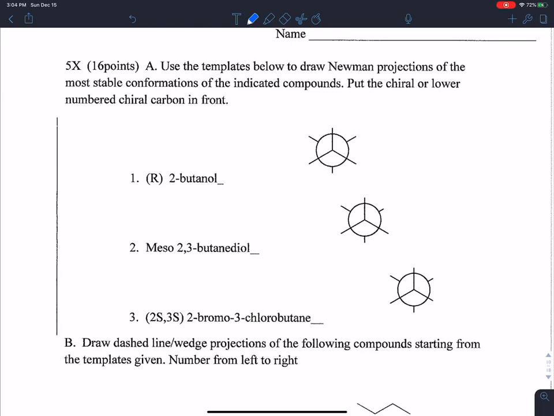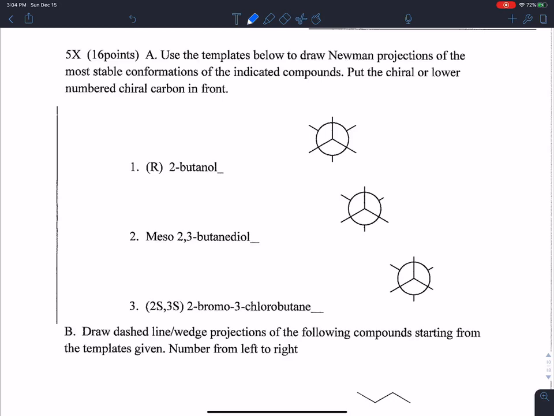Next question, use the templates below to draw Newman projections of the most stable conformation of the indicated compound. Put the chiral or lower numbered chain chiral carbon in front. Okay, so 2-butanol would be like this. And we have to make it R, so this is 1, 2, 3. This is R right now, so I have to make that. We have to make the OH part in front, so we're going to draw this from 2 to 3 like that. So I should get this H, CH3 pointing down, CH3 pointing up, and these are H's, just like that. Cool.